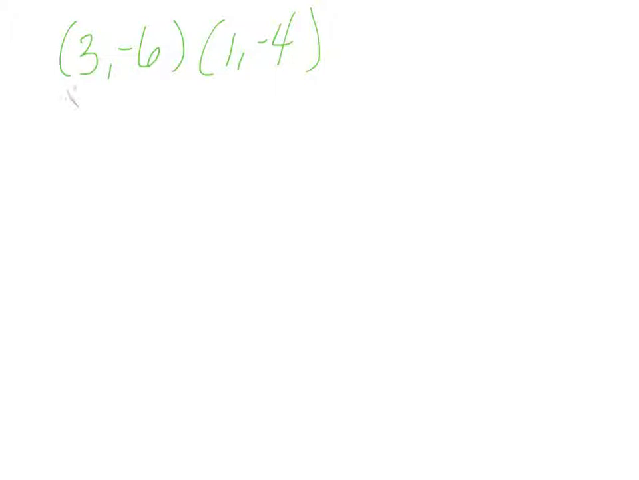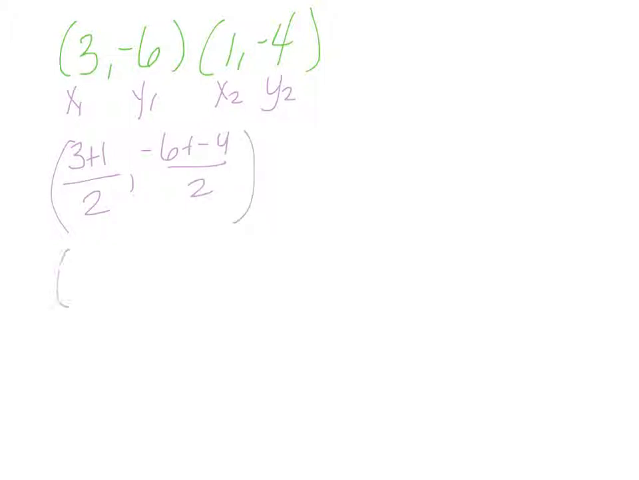Alright, so I'm going to start by labeling x1, y1, x2, y2, and I'm going to plug it in. I'm going to have 3 plus 1 divided by 2 for x, and -6 plus -4 divided by 2. 3 plus 1 is 4, and we have 4 divided by 2, and then we have -10 divided by 2, so my ordered pair is (2, -5).